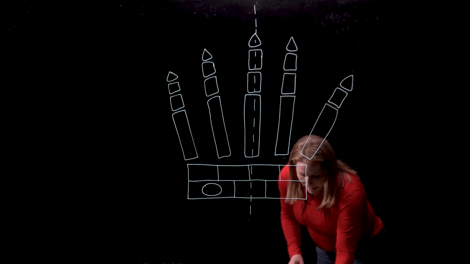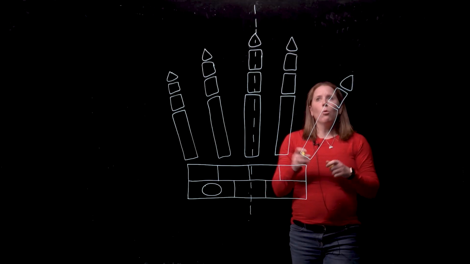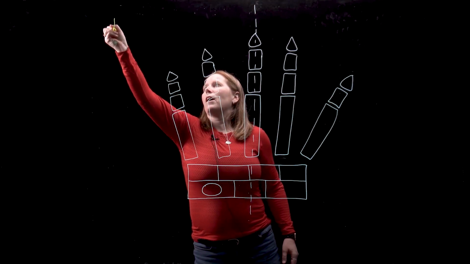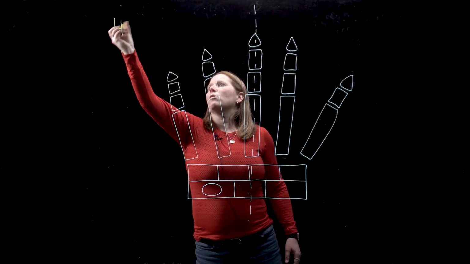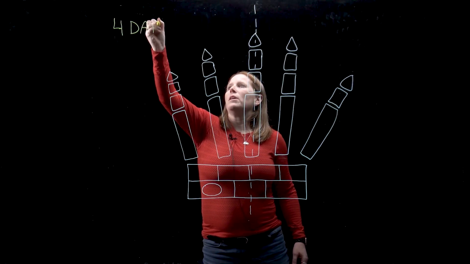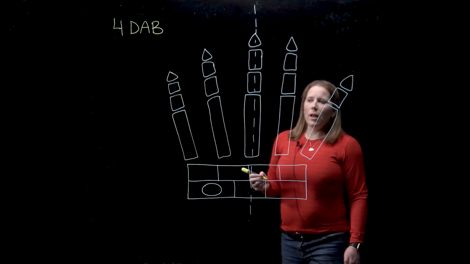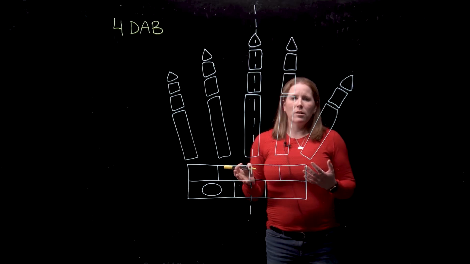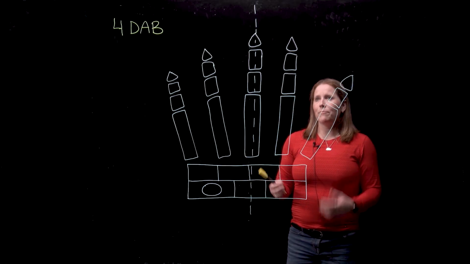What you'll know from class is that you have 4 dorsal abductors. And so to remember that, we use a little memory tool. We say 4 DAB, D-A-B, dorsal abductors. Those are going to bring digits away from midline.